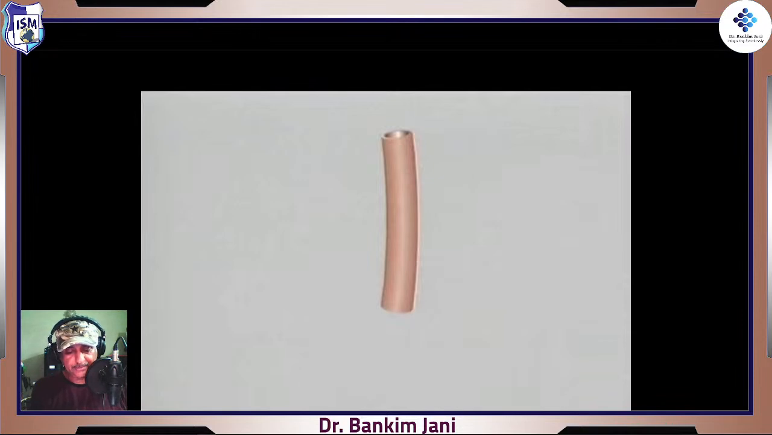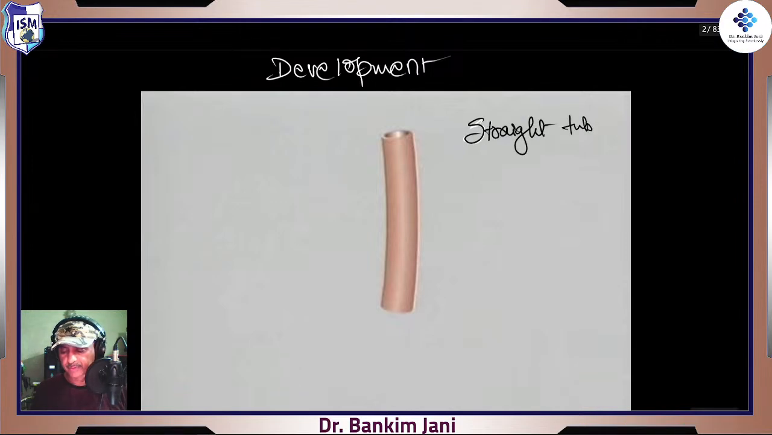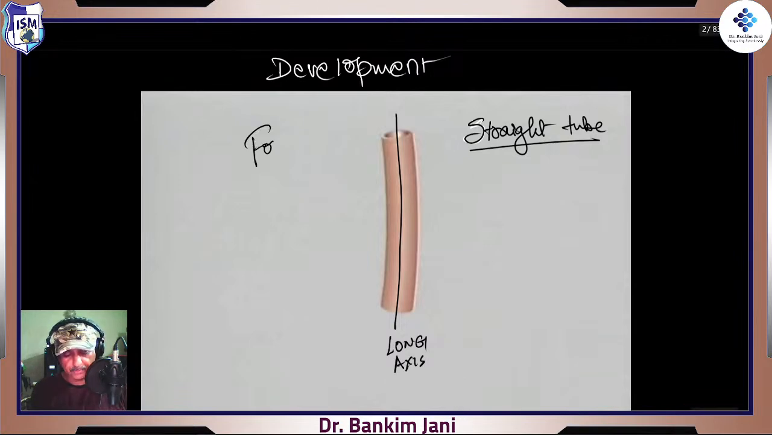Okay, so here is the development. And as we said, the GIT starts as a straight tube. Obviously, now we know about the mesoderm. And this would be the long axis. So here it is. This is our foregut. The development has started.